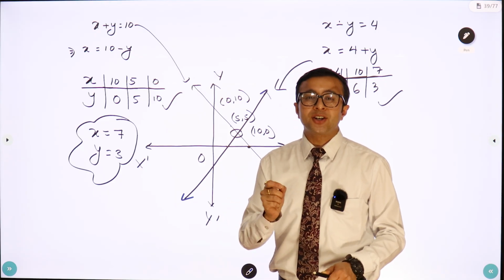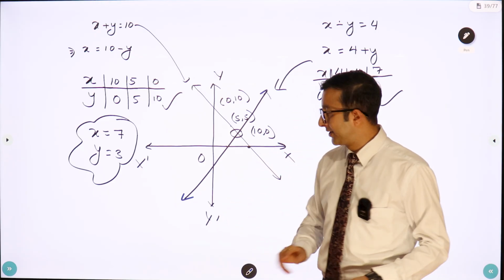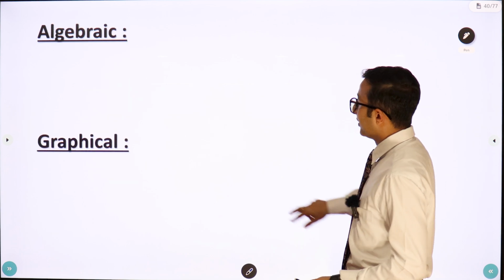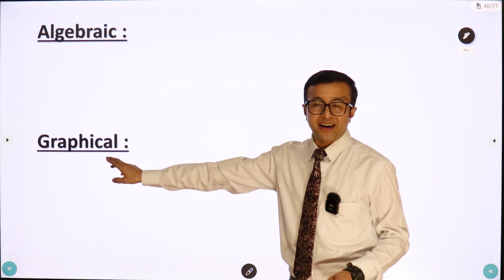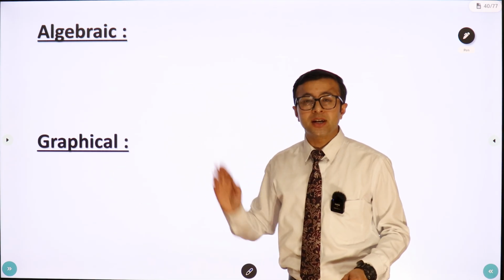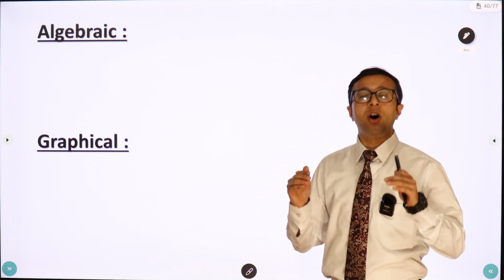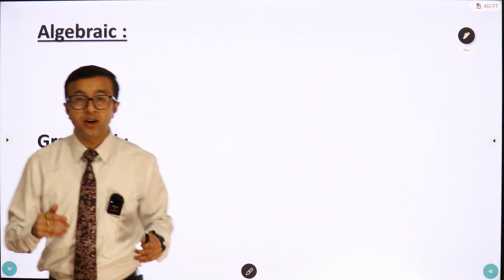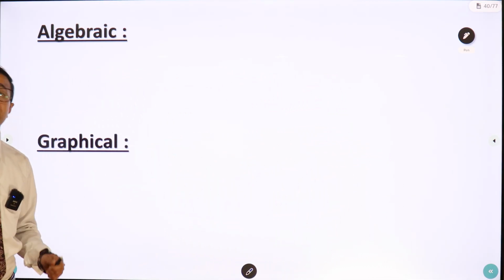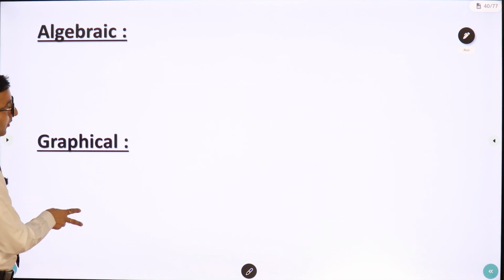The point of intersection of any two straight lines. So look at here. What is the graphical definition? The graphical definition is that the point of intersection of lines is actually the solution of the system of equations graphically.